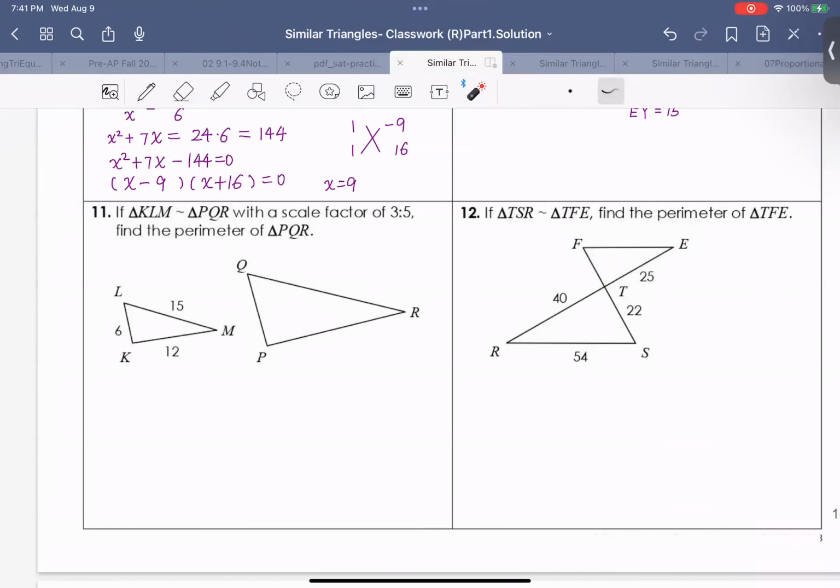Very often, the test likes to ask simple similarity geometry questions. It's not hard, but if you never tried this practice before, you might feel a little bit scared. If you finish number 11, send me your work. If your work is correct, you can do number 12.